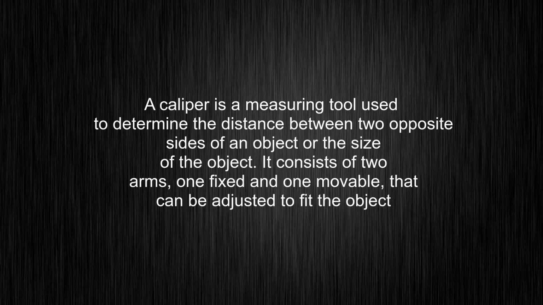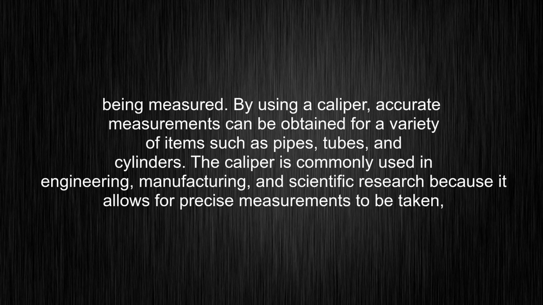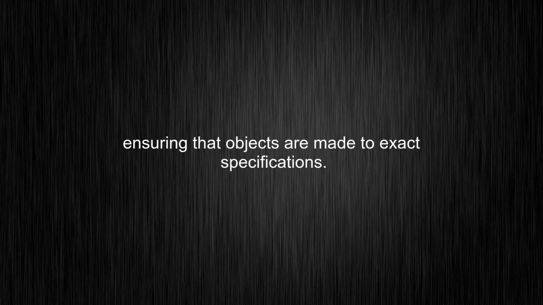A caliper is a measuring tool used to determine the distance between two opposite sides of an object or the size of the object. It consists of two arms, one fixed and one movable, that can be adjusted to fit the object being measured. By using a caliper, accurate measurements can be obtained for a variety of items such as pipes, tubes, and cylinders. The caliper is commonly used in engineering, manufacturing, and scientific research because it allows for precise measurements to be taken, ensuring that objects are made to exact specifications.